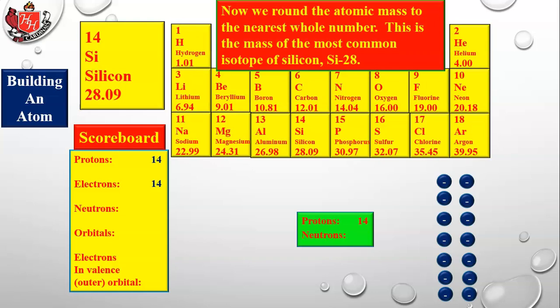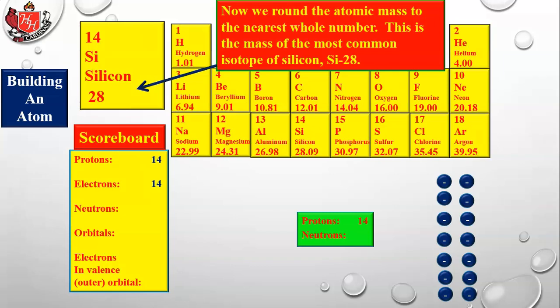Okay, so we're going to say that the most common isotope of silicon in this case is silicon-28, because 28.09 means that most of the silicon atoms have a mass number of 28. A very small number might have a mass number of 29, and even a tiny, tiny fraction might have a mass number of 30. When you average all those together, you end up with 28.09. So we're just going to say that the most common isotope is 28. It's got to be a whole number. So that number right there, watch what happens to it. We're just going to round it down to 28.